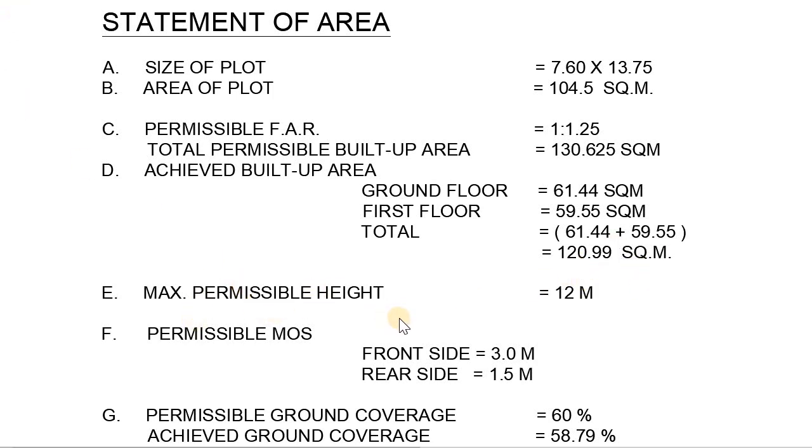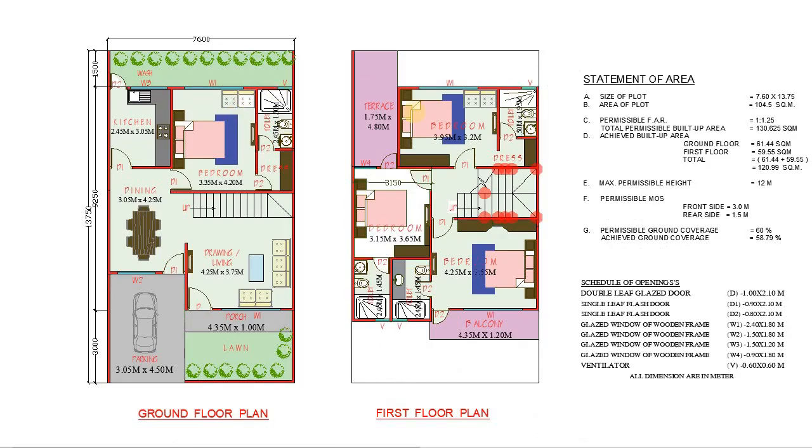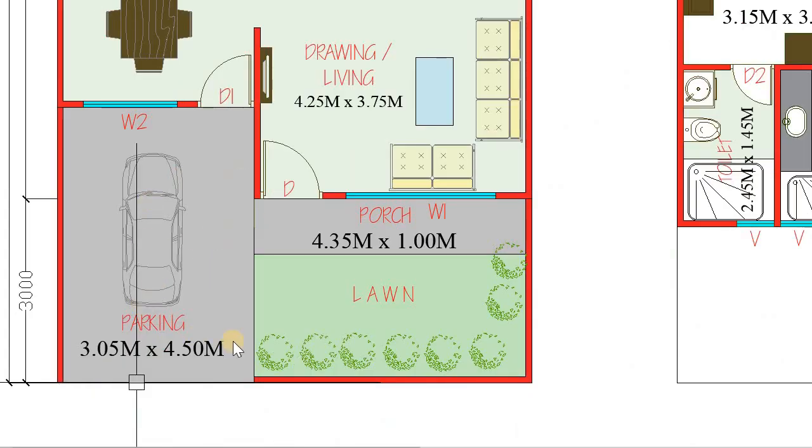The maximum permissible height for this structure is 12 meters because it's a residential, and the permissible MOS in front is 3 meters, whereas on the rear side we have 1.5 meters. Also, the permissible ground coverage is 60%. In this design we have achieved a ground coverage of around 59%. So this building is G+2, in which this is the ground floor, this is the first floor, and also we have the terrace floor.